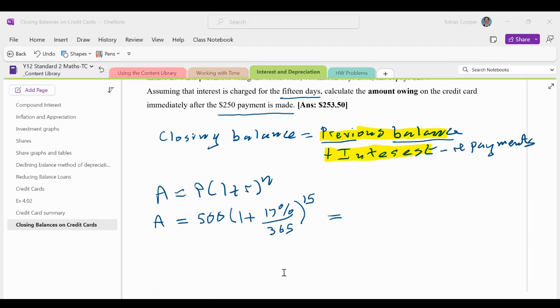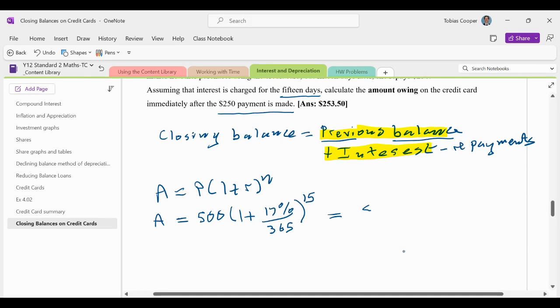So on your calculator, let me just fix the mode up for a minute. Mode 1, let's try that. Okay, so we're going to go 500 brackets 1 plus 17% on 365, close bracket, to the power of 15 equals. That's $503.50. Okay, so that's, if you like, the interest which is accrued on the previous balance. So that's the yellow highlighted part.